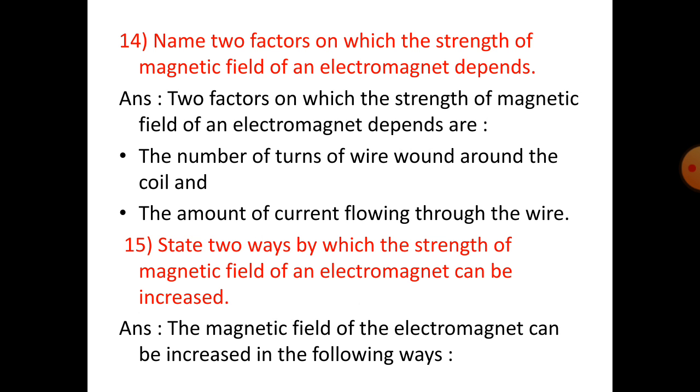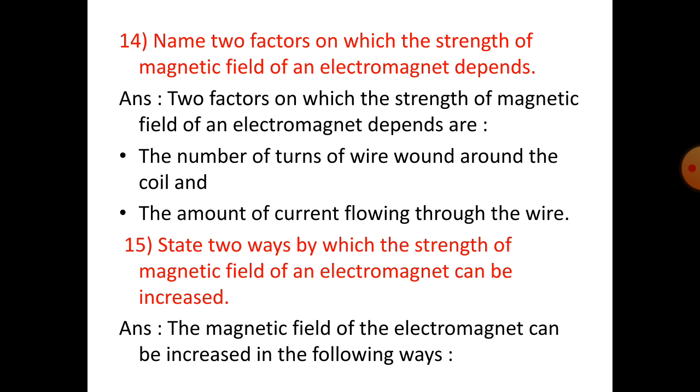Number 14. Name two factors on which the strength of magnetic field of an electromagnet depends. Two factors on which the strength of magnetic field of an electromagnet depends are the number of turns of wire wound around the coil and the amount of current flowing through the wire.